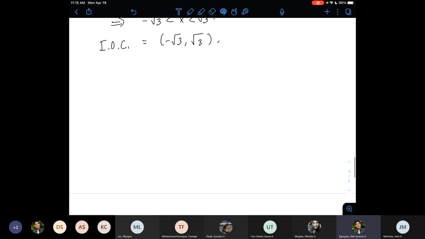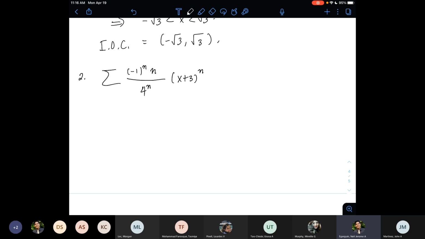So let's go on to the second problem here. Let's have the sum of negative 1 to the power n times n over 4 to the n times x plus 3 to the power n. The starting value for n doesn't matter, so I'll just leave it there. So let's find the interval of convergence here.